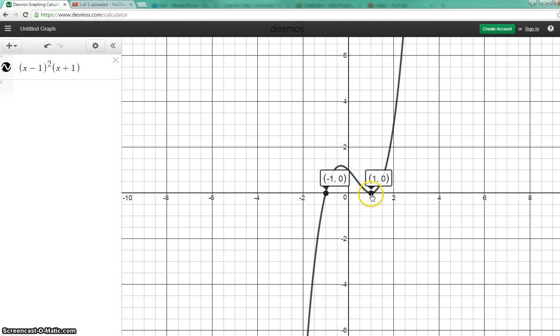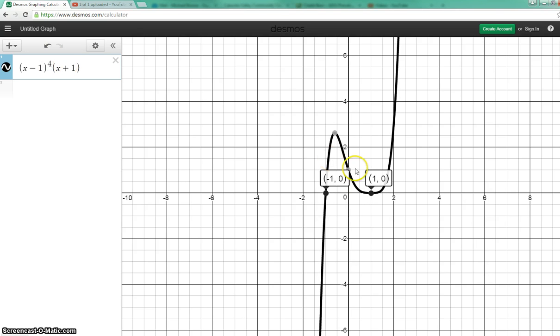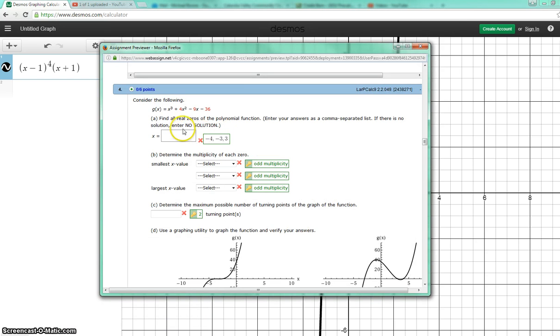And notice what it does to the graph. It touches it, doesn't go through it, then goes back up. If it's cubic, if it's an odd multiplicity, it will go through. So it went through 1. But if it's an even multiplicity, it touches the graph and then goes back up. It does not go through it. So it talks about some multiplicity in there. And again, I believe last time we solved one of these by factoring by grouping, but I'll do a supplement for that.